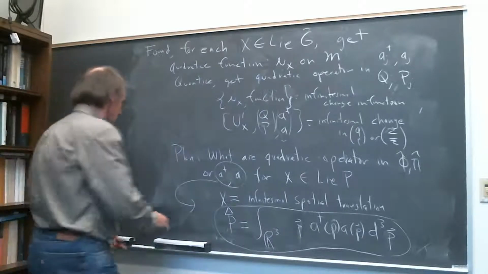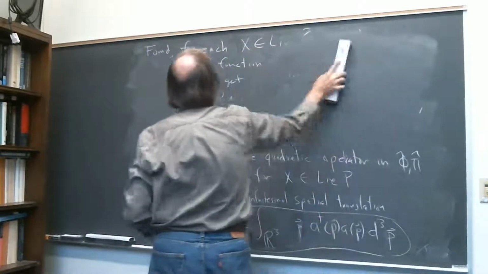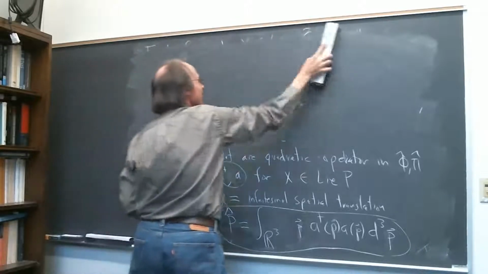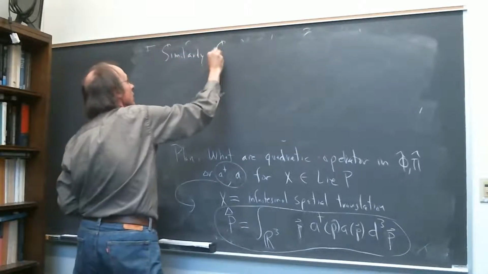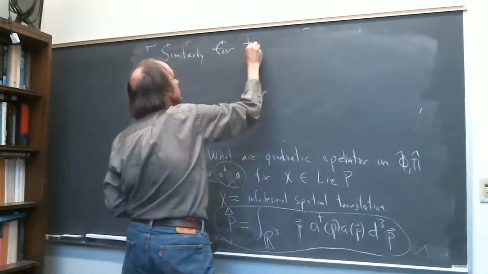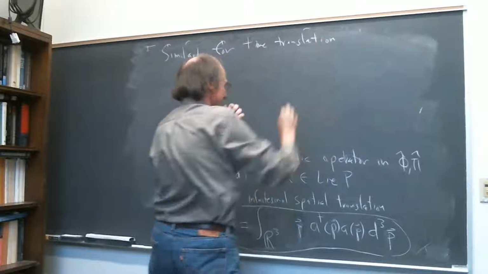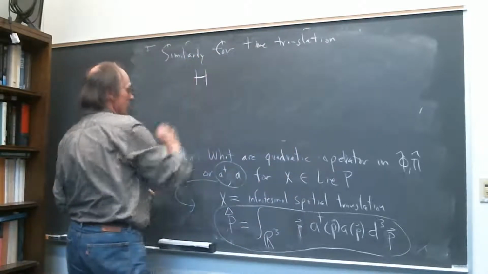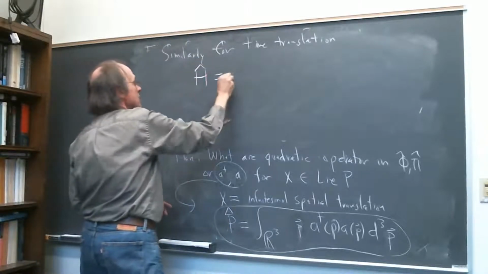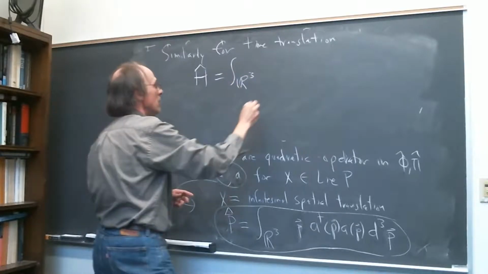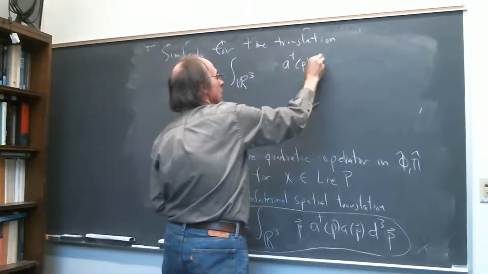And then similarly, for time translation, the operator is the Hamiltonian, and we'll call it H hat, and that's the integral over R cubed. And then you do the same thing: the integral of A dagger of p, A of p.